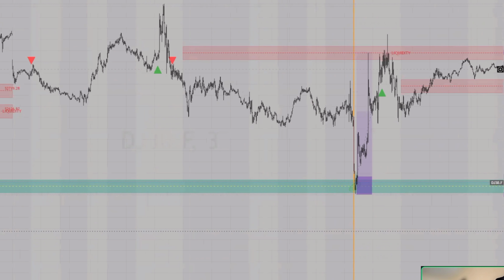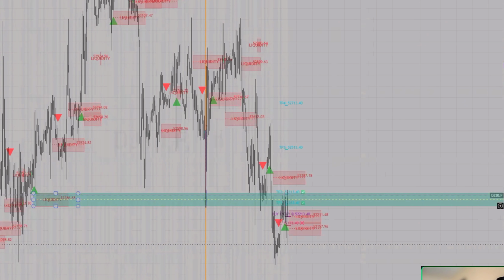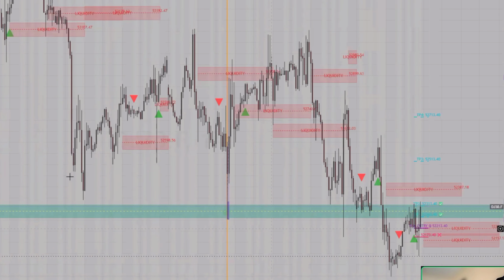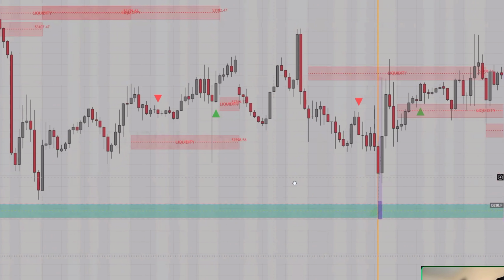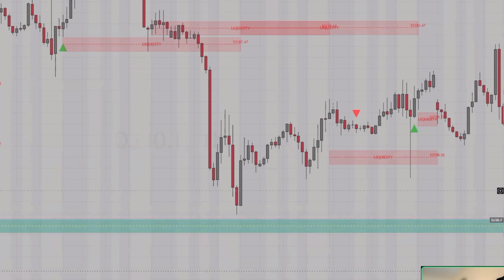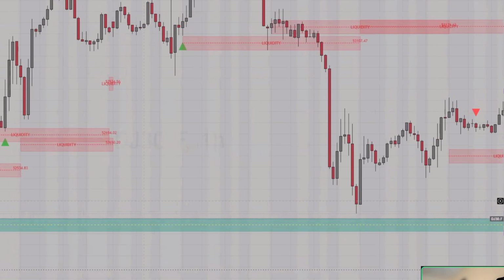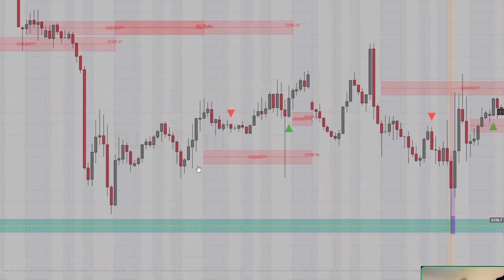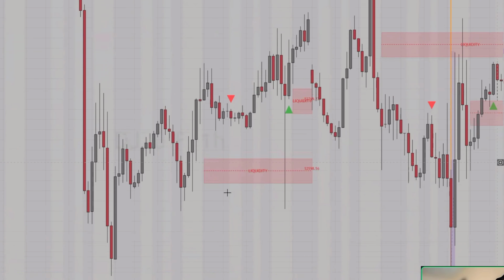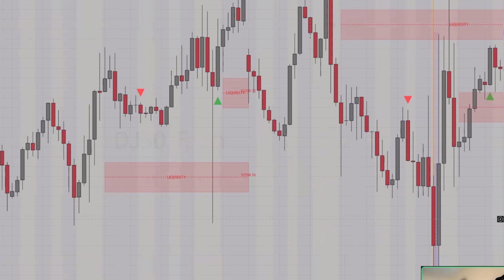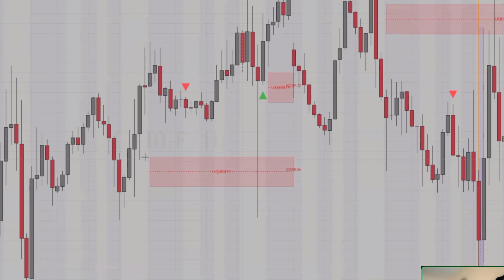All right. Now let's drop back over to our 1 hour and let's go over another example, right? Another example is going to be right here. So this is a smaller example, but I'm going to show you guys this one here as well. So in this case, we have this level right here. This was slightly before this trade right here.